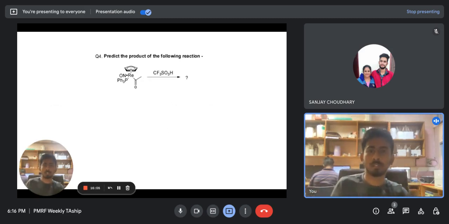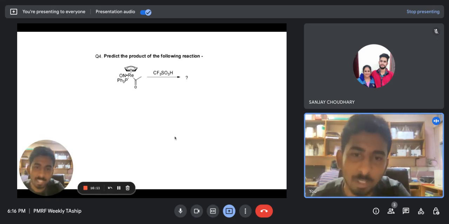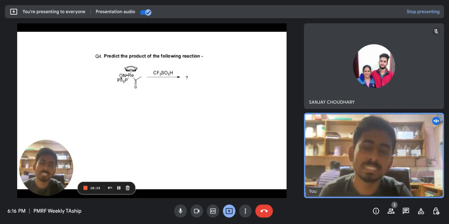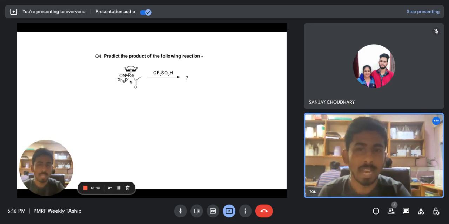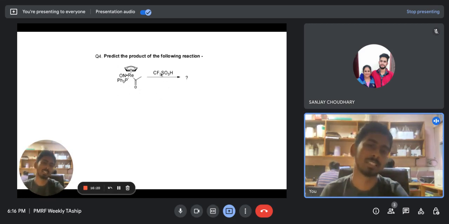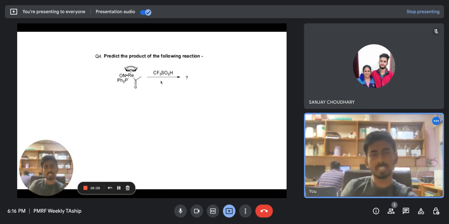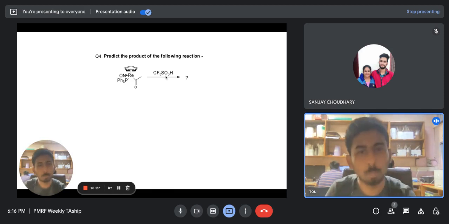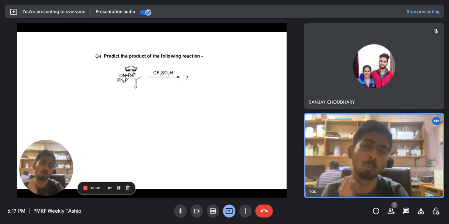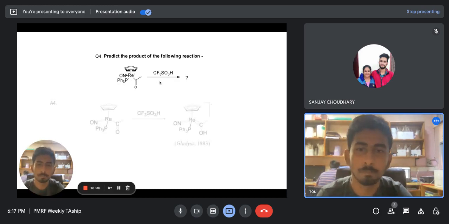So coming to the fourth question, this is the prediction of the reaction when this rhenium complex having this Cp minus ligand and also this acyl moiety and this NO plus, and this neutral PPh3 moiety, is treated with this CF3SO3H. It is the strongest organic acid, that is trifluoromethane sulfonic acid. So what is the product when this rhenium Cp minus complex is treated with this strong trifluoromethane sulfonic acid?